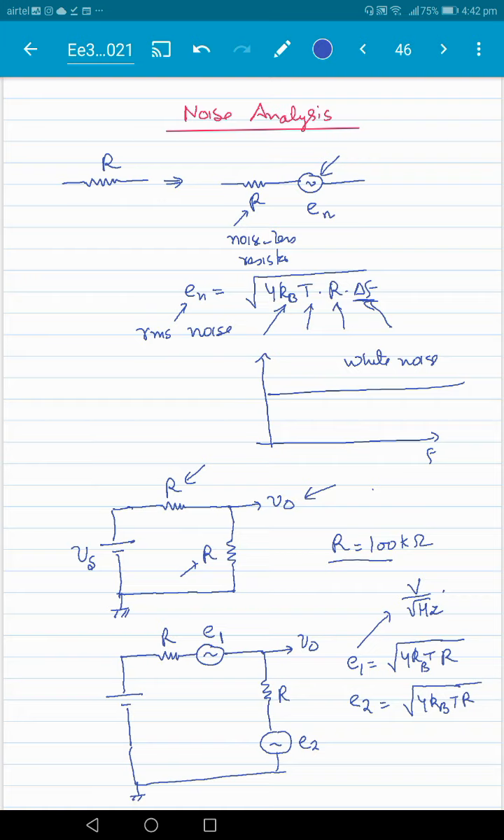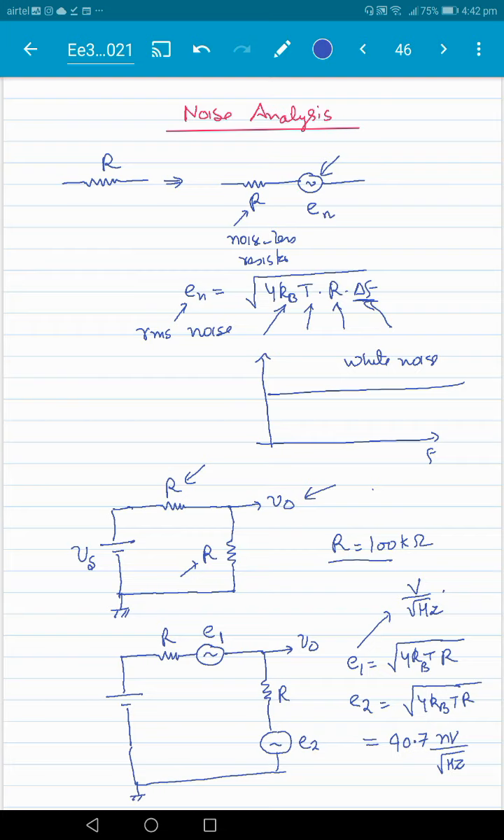And we will get a value of, both of them will turn out to be around 40.7 nanovolt per square root hertz. Right, so that's the value of the noise here. Each resistor is generating an RMS noise of 40.7 nanovolt per square root hertz.